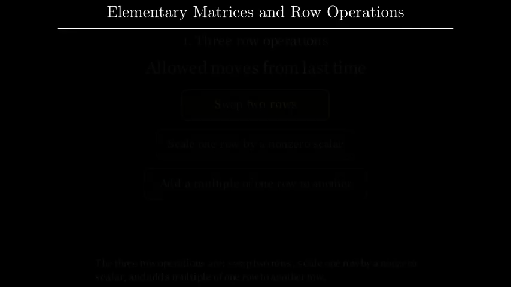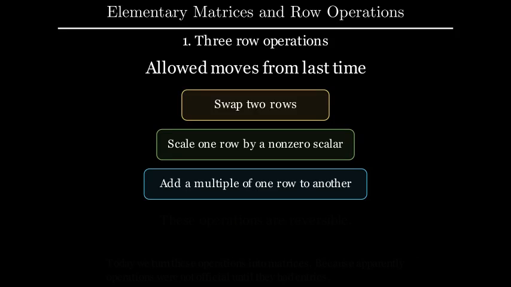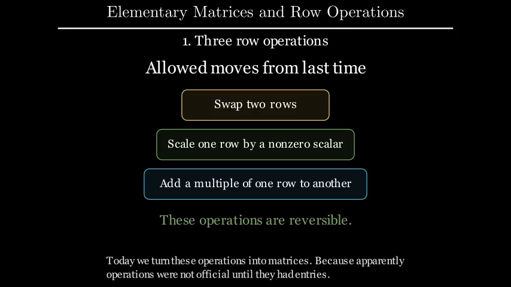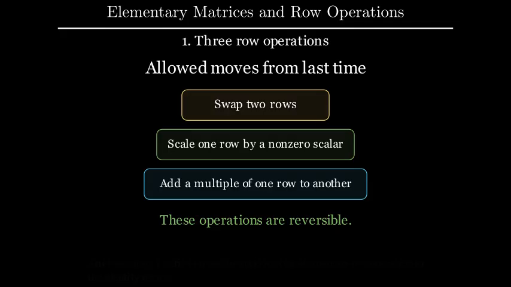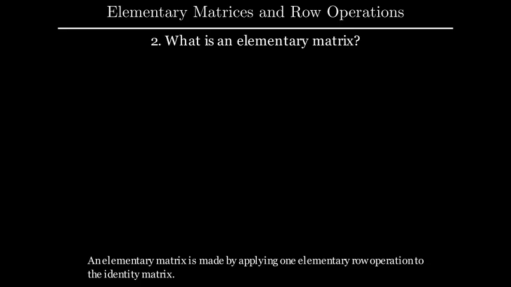The 3 row operations are: swap 2 rows, scale 1 row by a non-zero scalar, and add a multiple of 1 row to another row. Today we turn these operations into matrices, because apparently operations were not official until they had entries. An elementary matrix is made by applying one elementary row operation to the identity matrix.